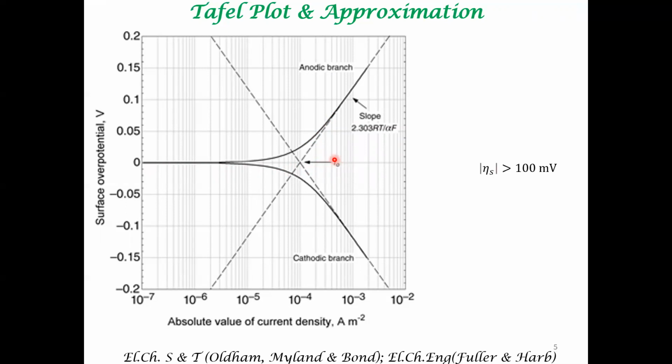And as you move far away, so what is far away? Typically, as a rule of thumb, if the absolute magnitude of the surface overpotential, either in the anodic region or the cathodic region, because we are just talking about the modulus of the overpotential, is more than 100 millivolts, the Tafel approximation is valid, and you can represent the current via the Tafel approximation.